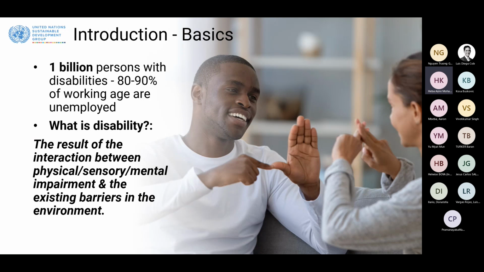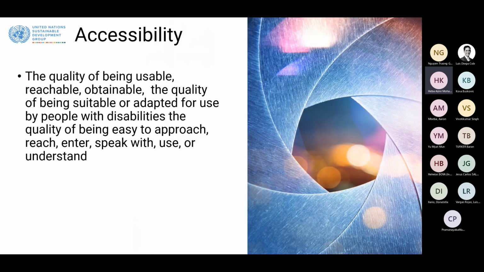So in the next slide, let's talk a little bit about accessibility. What is accessibility? Accessibility is the quality of being usable, reachable, obtainable, and the quality of being suitable and adaptable for use by people with different abilities and needs. For example, persons with disability. So the quality of being easy to approach, reach, enter, speak with, use, or understand. And this, of course, applies to the physical environment and the digital environment, as we will soon see.